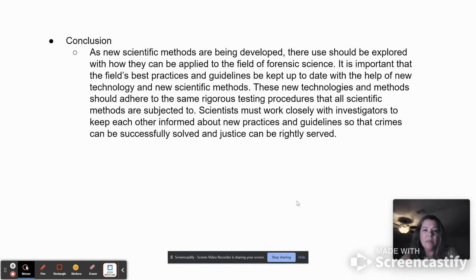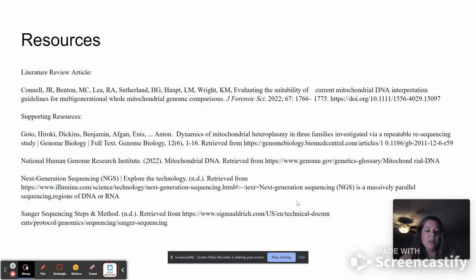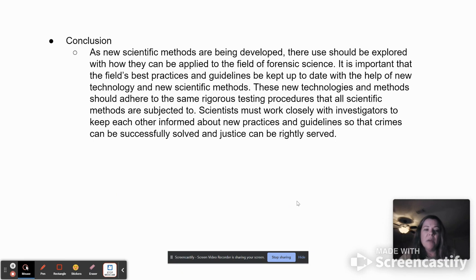Conclusion: as new scientific methods are being developed, their use should be explored with how they can be applied to the field of forensic science. It's important that the field's best practices and guidelines be kept up to date with the help of new technology and new scientific methods. These new technologies and methods should adhere to the same rigorous testing procedures that all scientific methods are subjected to. Scientists must work closely with investigators to keep each other informed about new practices and guidelines so that crimes can be successfully solved and justice can be rightly served.